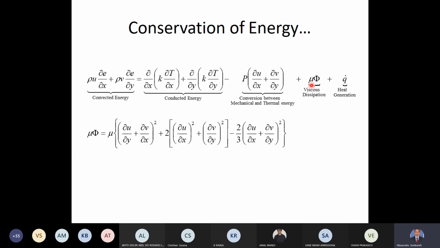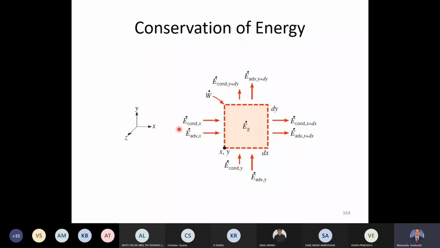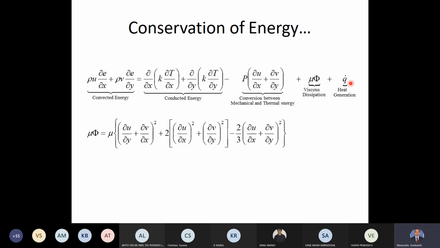Viscous dissipation is written as mu phi, and this mu phi is elaborated here, and there is one heat generation term. So all this put together, you see here, energy conducted and convected plus heat generated and energy conducted and convected out in the x direction. Similarly, in the y direction, if you write all these things together and say that the energy is conserved, that means there is no energy storage taking place, then you get this equation. So basically, this is the steady state energy conservation equation in 2 dimensions.